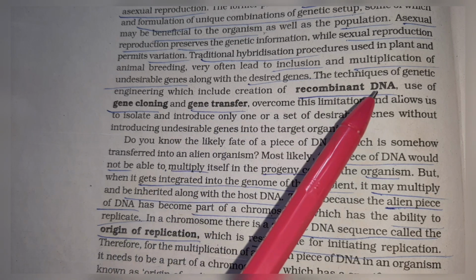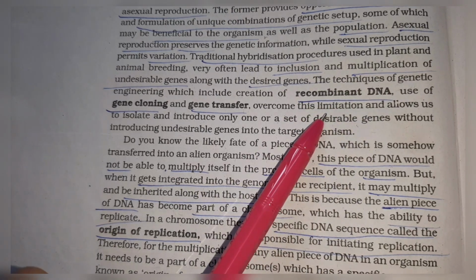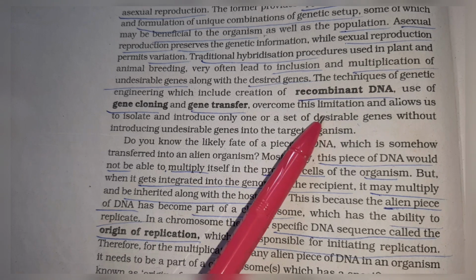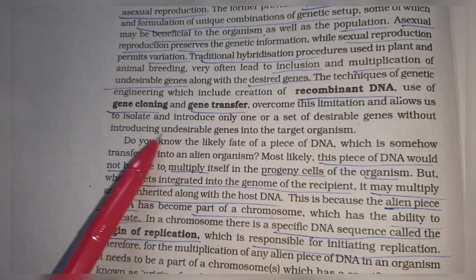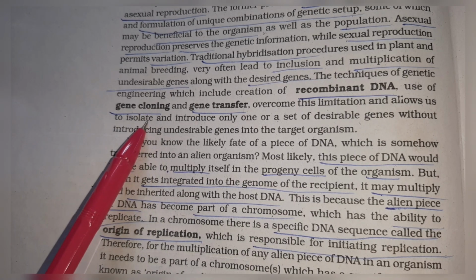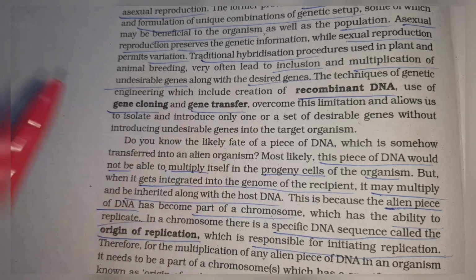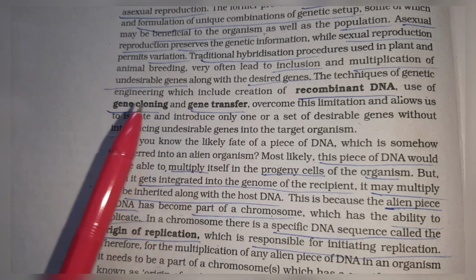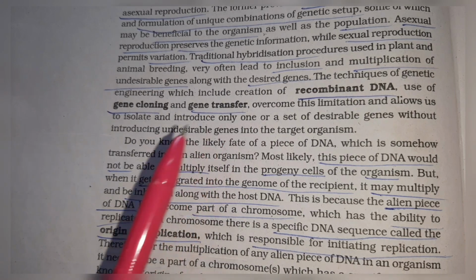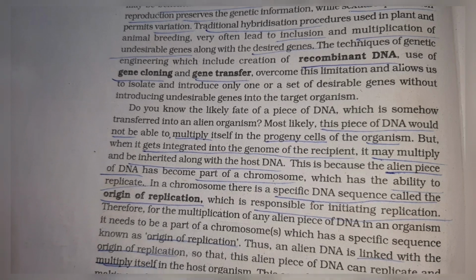So this is the meaning of recombinant DNA technology. This overcomes the limitation. Initially, both yellow and green seeds were being produced. Now, this helped us to isolate the gene which produces green colored seeds, and we introduced that gene into the organism and only green seeds were being produced. The undesirable genes were not expressed, meaning no yellow seeds were coming. So this is the biggest advantage of recombinant DNA.